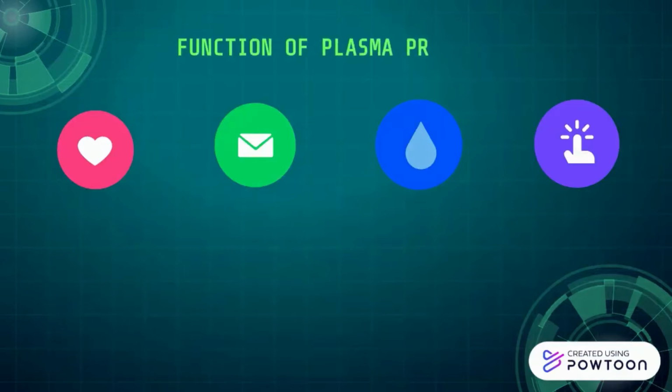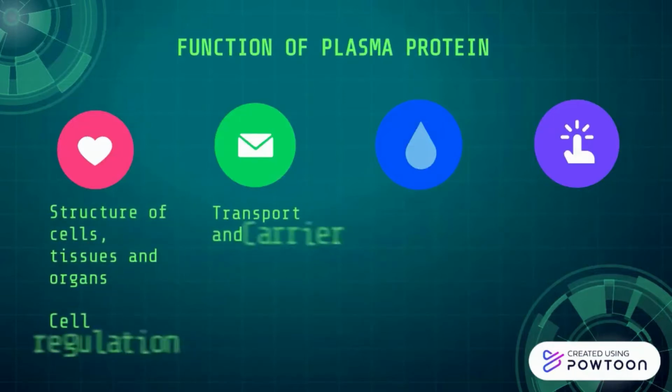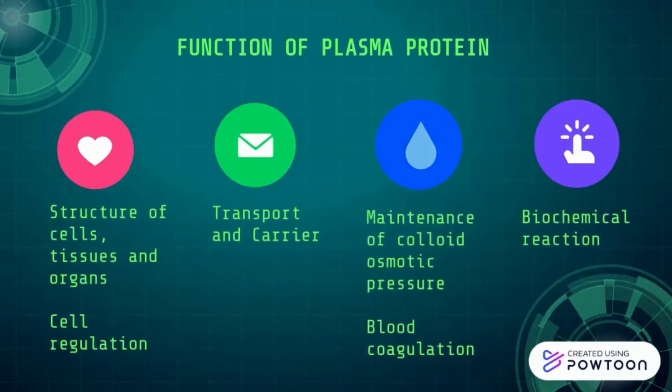Plasma protein functions in the structure of cells, tissue, and organs. It also helps in cell regulation. It also aids in transport and carrier, and also maintenance of colloid osmotic pressure. Not to forget, it aids in blood coagulation. And last but not least, it also plays an important role in biochemical reaction.